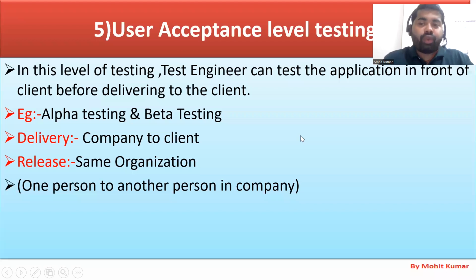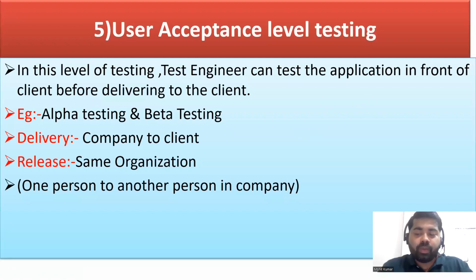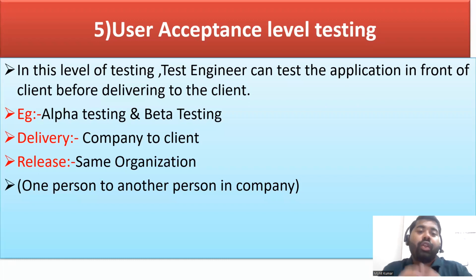Okay, so let's move to another type, the level of testing, that is called user acceptance level testing. Name itself, user acceptance. The user will accept your product, right? In this level of testing, the test engineer tests the application in front of the client before delivering to the client. Okay, so I can give you one example.